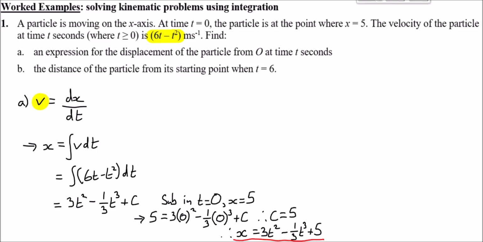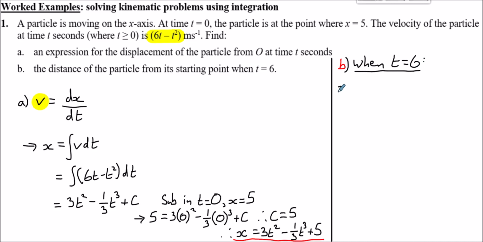Now let's think about part B. So let's just give myself a bit more space here for part B. So we need to work out the distance of a particle from its starting point when t is equal to 6. So for part B, when t is equal to 6, let's see what we know. Well, the displacement is going to be 3 lots of t squared, so 3 lots of 6 squared, minus 1/3 of 6 cubed plus 5. If you try this on your calculator, you should be getting that that's 41 meters.